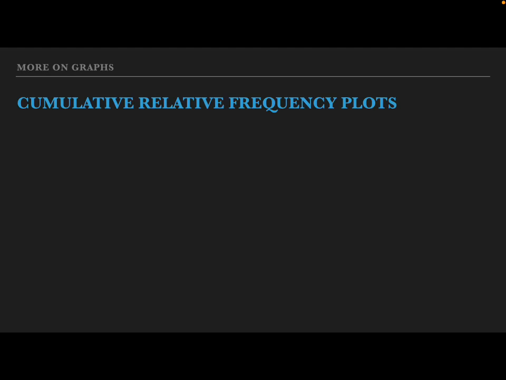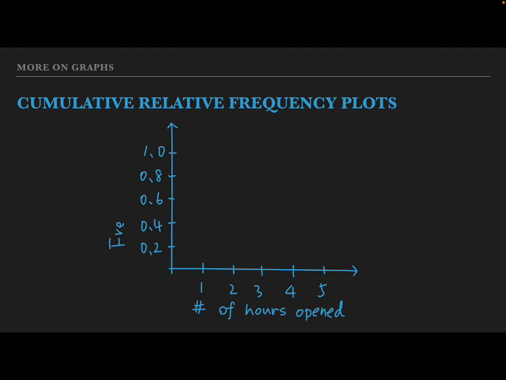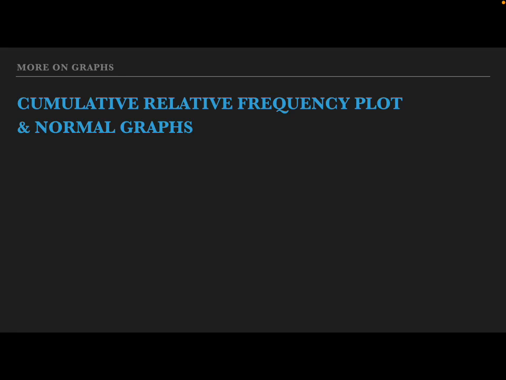Sometimes we sum the frequencies of the data, and this is where we need a cumulative relative frequency plot to visually show the results. For instance, in this graph about the customer flow, we see that 80% of the customers come into the restaurant in the first 4 hours of the opening. It is also very important to know how to translate between a normal graph and a cumulative relative frequency plot.